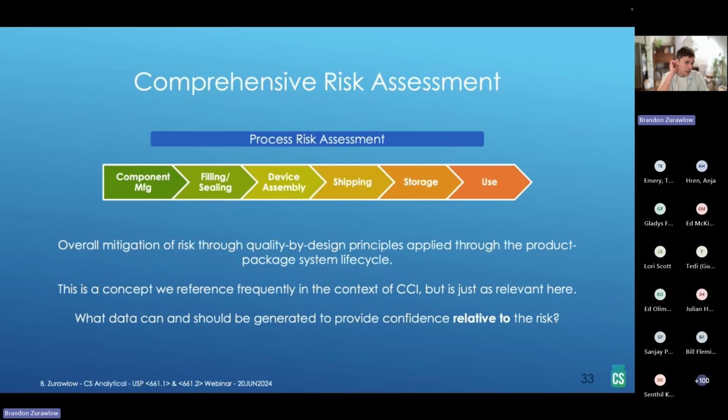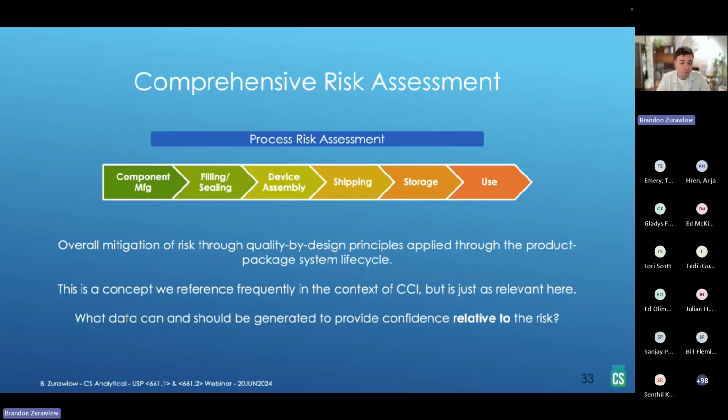This is a slide that I often show during presentations related to container closure integrity testing, but it's really just as relevant here. Good quality by design means evaluating the risks throughout the life cycle of the product package system and asking, how do we mitigate those risks through appropriate testing that's tied to scientific rationale and to risk, but also realistic to apply in the real world. At the end of the day, justifying your approach to qualifying your package systems is going to be critical.